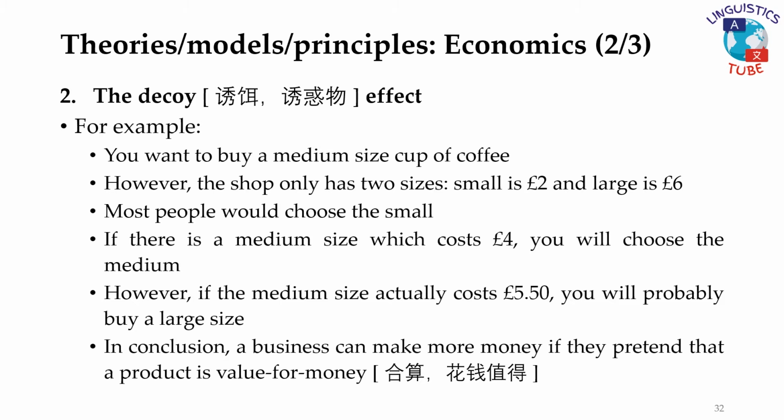But the shop really wants you to buy a large size and spend the most money, so a medium size actually costs £5.50. In this situation, it is very likely that you will buy a large size, because it is only 50p more. In conclusion, a business can make more money if they convert the customer from someone looking for a cheap product into someone looking for value for money.